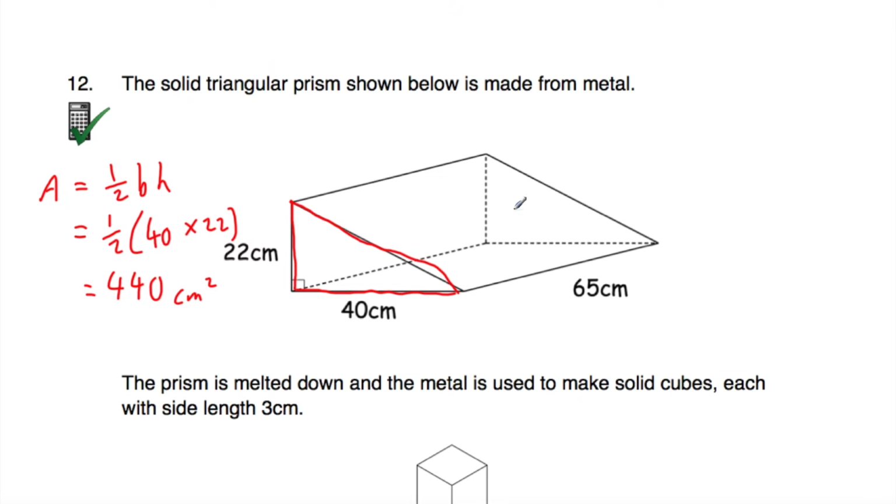Now we want to find the volume of this prism, so we now need to times that cross sectional area by the length. So we need to times by how long the prism is. So the volume will be equal to 440 multiplied by 65. And when we times by 65, the volume of that prism is 28,600 centimeters cubed. So that's the volume of that triangular prism.